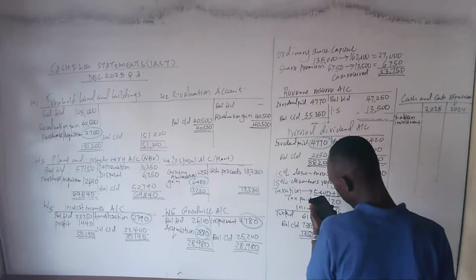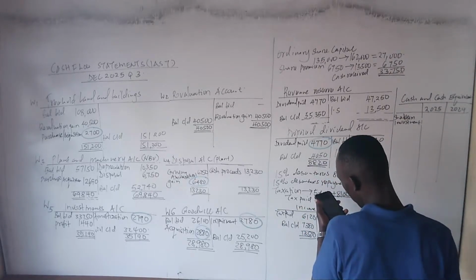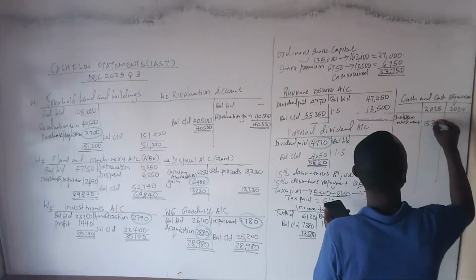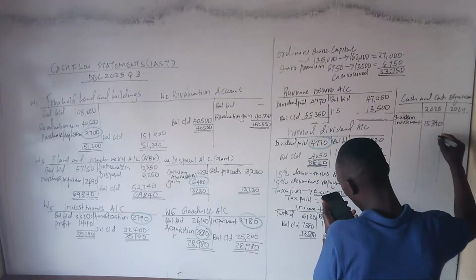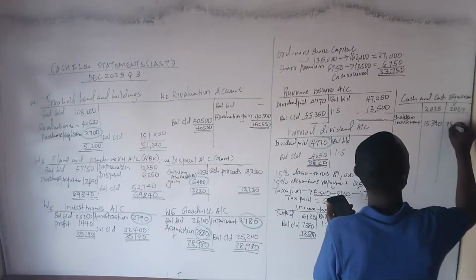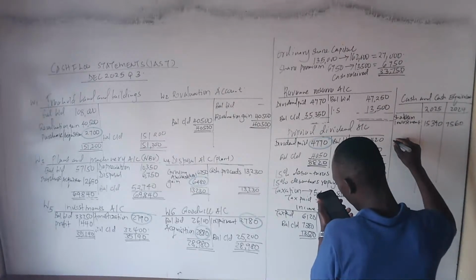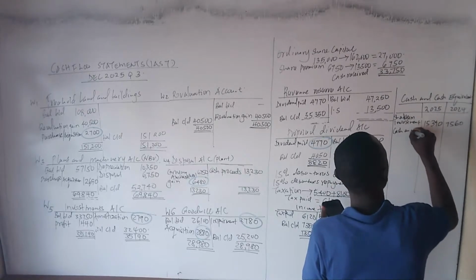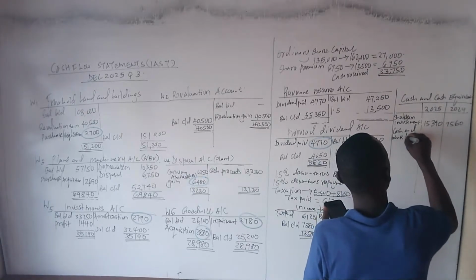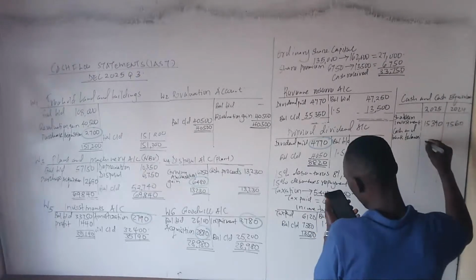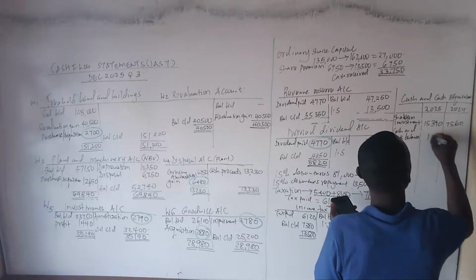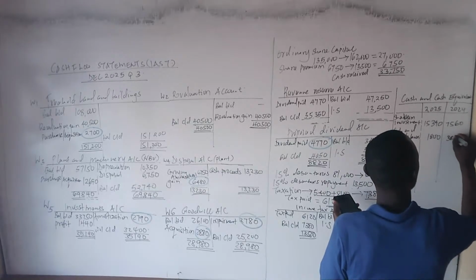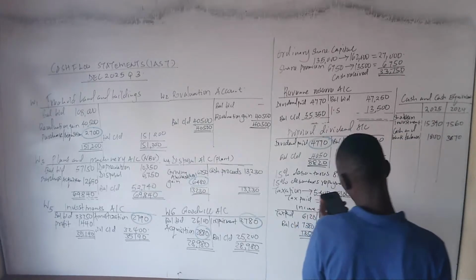For 2025, we are given an amount of 15,390. For 2024, we are given an amount of 75,60. Then from there, we have cash and bank balances. Cash and bank balances, we are given 1,800. And this one, we are given 3870. That is what we have.